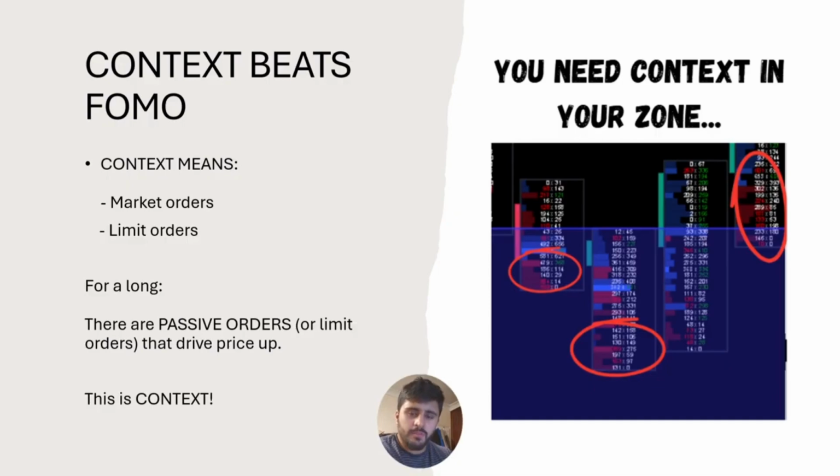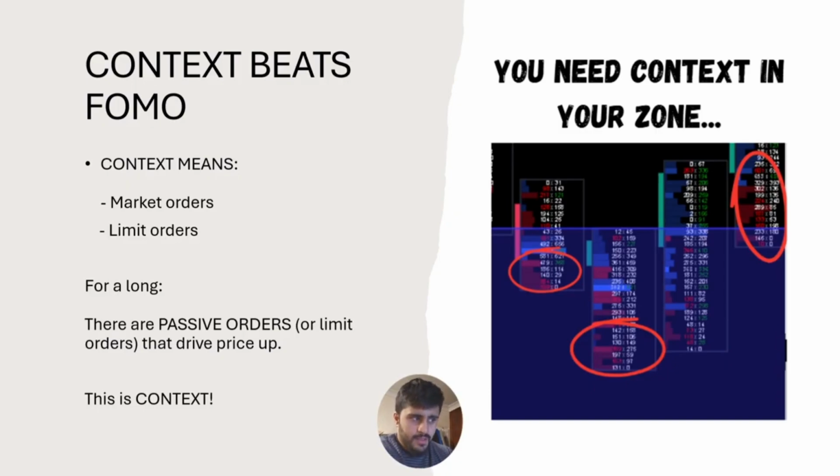Context, right? There are two types of market participants. You have market orders and limit orders. If you are FOMOing into positions, the reason why is because you're fundamentally not understanding whether there are limit orders resting in your region and where those limit orders are actually stepping in. So I'm going to be breaking a long down in this video, a trade I took.